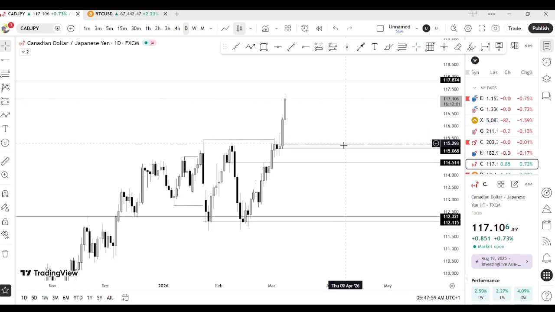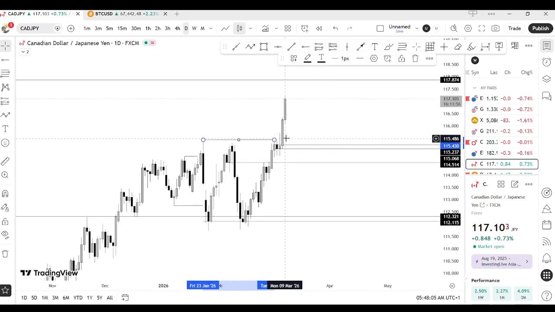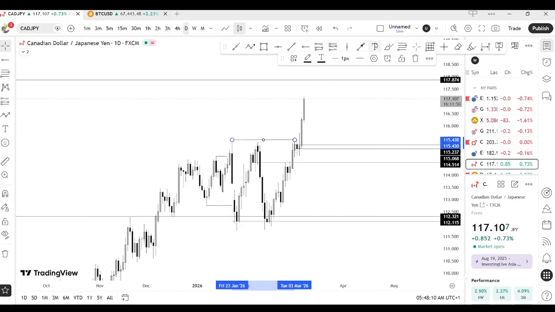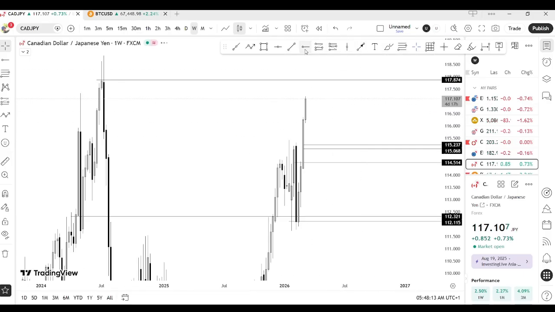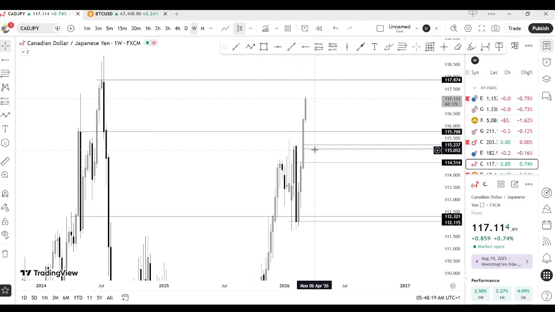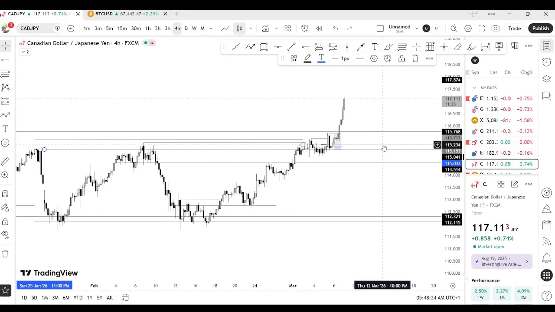What we are going to be looking for now is a zone to enter from, including looking at the structure. This is a break to the upside. Price is still bullish here. So I think we should be looking for a level where price will come back to for us to buy. This place is a very nice place to buy from.